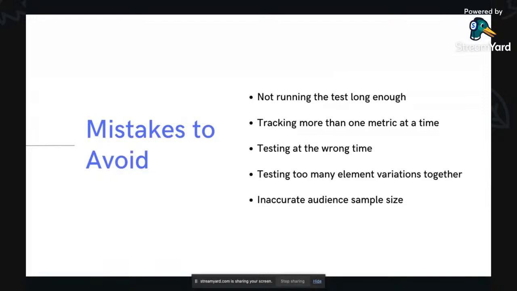Testing at the wrong time. For example, there's a specific period that you think has a different impact for consumers in your target population. This could be the holiday season. Depending on the organization that you are in, it could be that for your specific website the holiday season means more data for you.